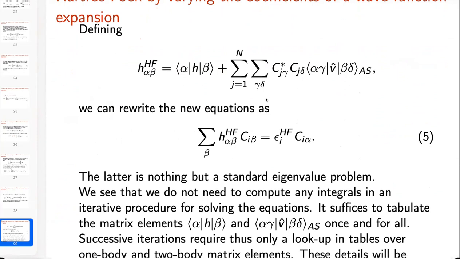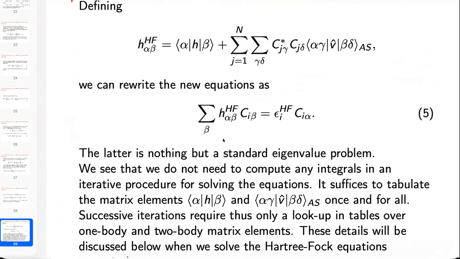And then there is a sum over all the single particle states in your computational basis. This is something you would rewrite like this, which is simply a standard eigenvalue problem. So you need to set up this matrix, but you see that this is an equation which is nonlinear in these unknown coefficients. And the way you solve this typically is by iteration.